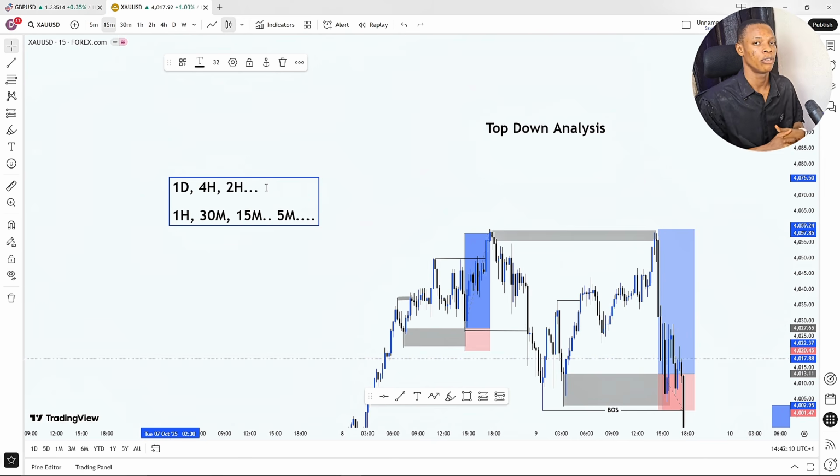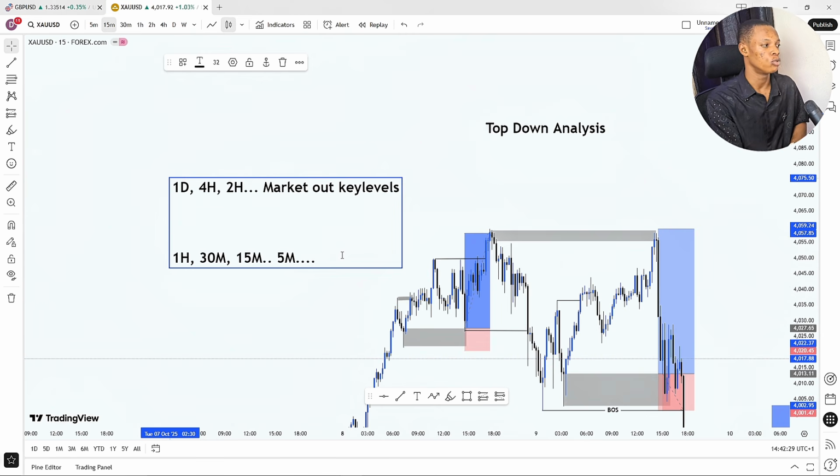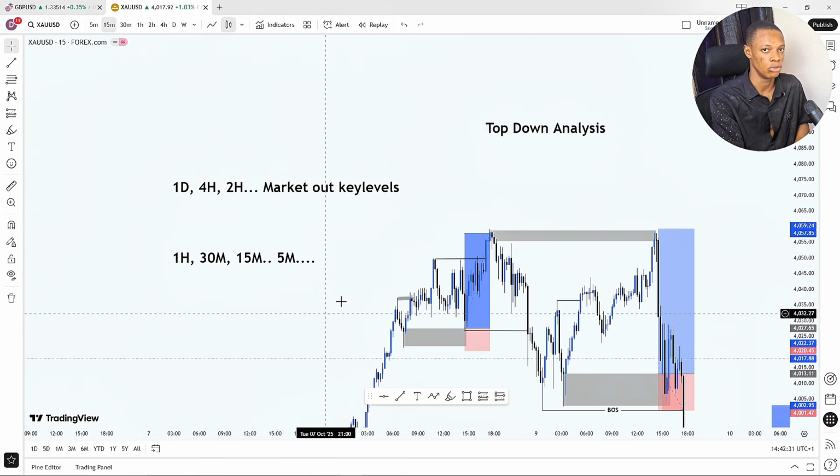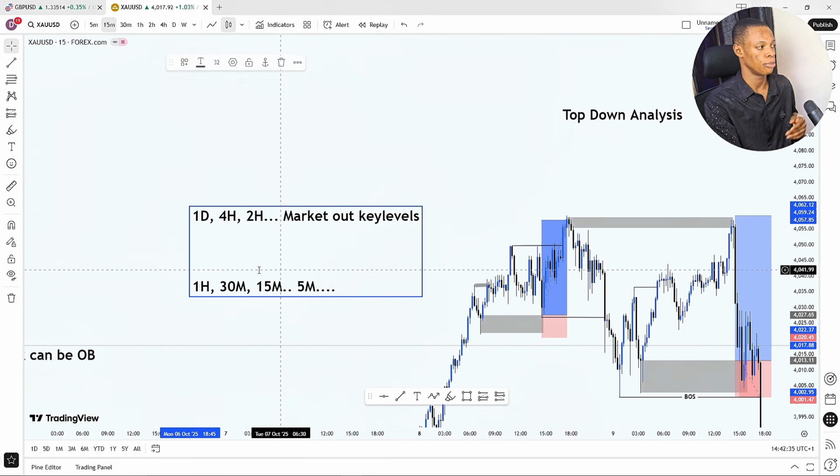First, on the higher time frame for my top-down analysis, once I go to this higher time frame, I want to know, right? What I do on this first time frame is I mark out key levels. Now, these are levels where I expect the price to get to. Then I also expect reversal to happen at those zones. Let me write it out.